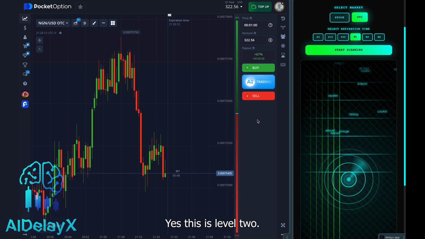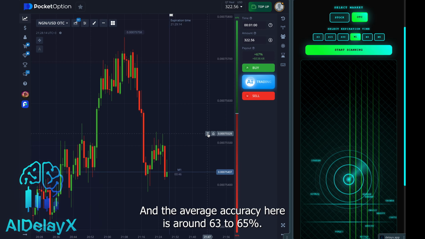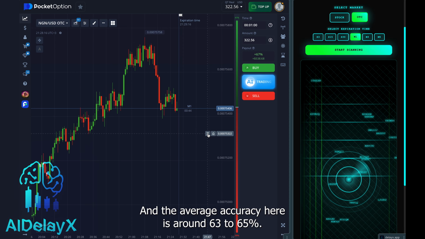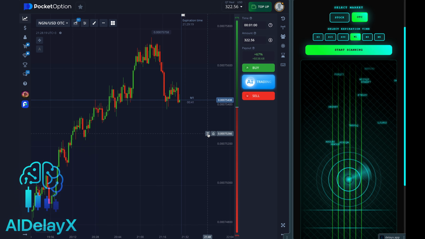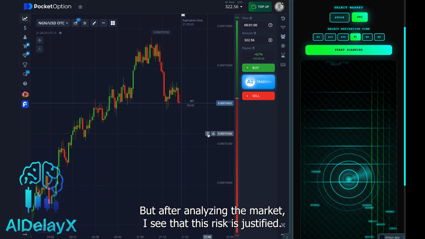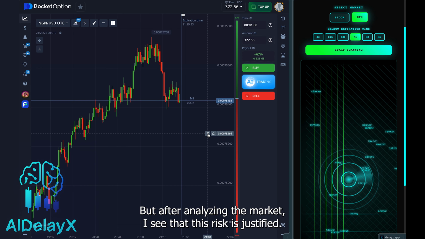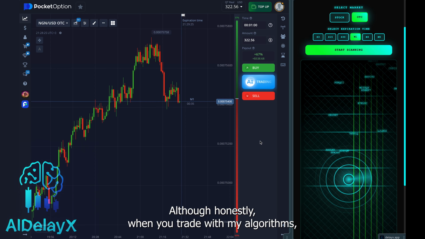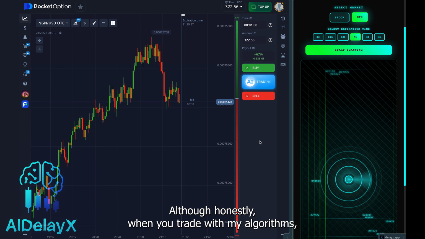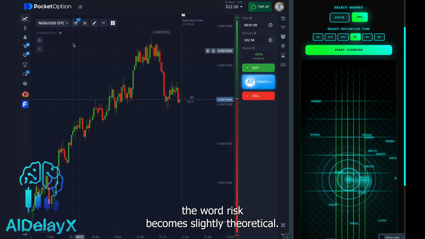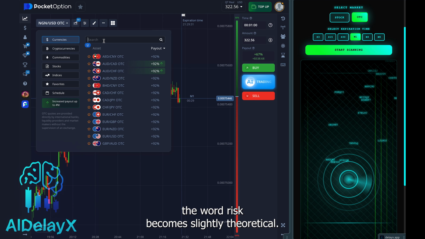Yes, this is level 2, and the average accuracy here is around 63 to 65%. But after analyzing the market, I see that this risk is justified. Although honestly, when you trade with my algorithms, the word risk becomes slightly theoretical.